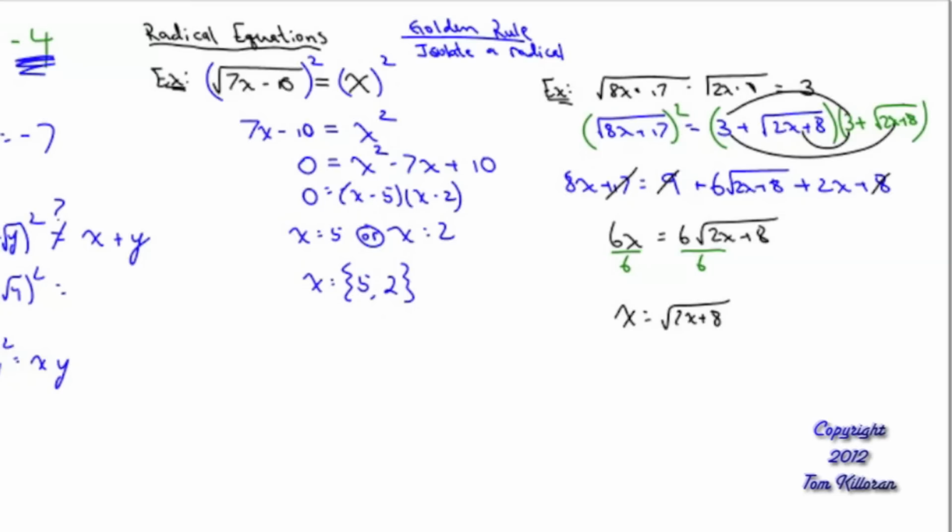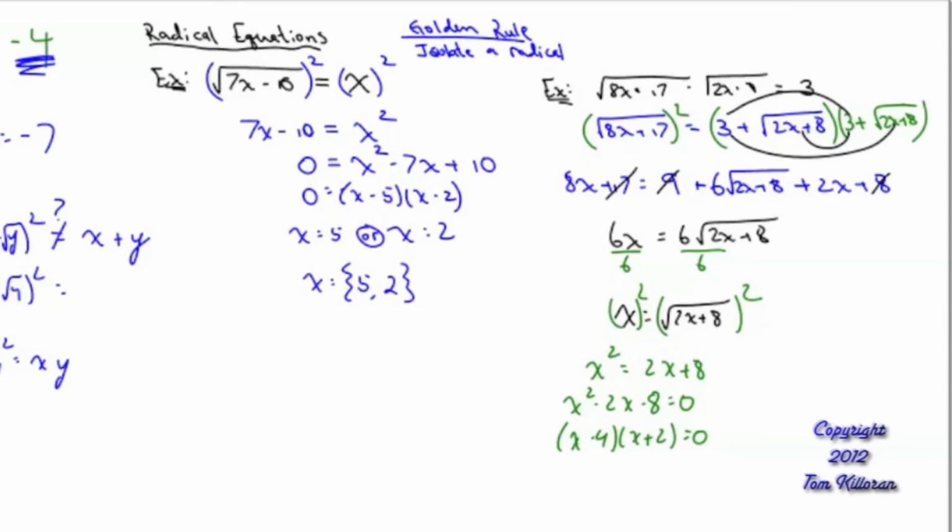Now what? You gotta square it, right? Square both sides, and you get x squared equals 2x plus 8. x squared minus 2x minus 8 is equal to 0. x minus 4, x plus 2 is equal to 0. That part you should know how to do. I'm just quickening it up to get to the end. Don't write everything down. You should be able to do that part on your own.